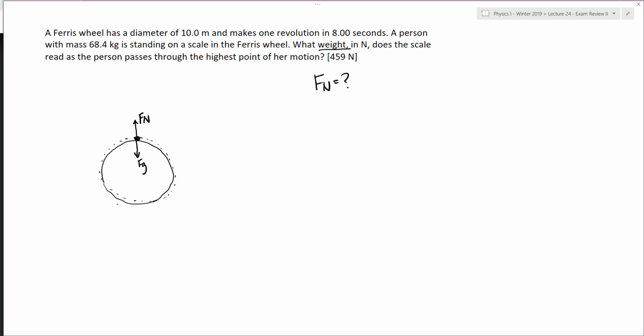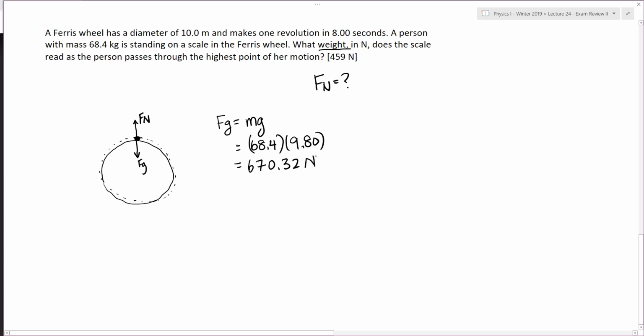Okay. So let's start off by finding out what that force of gravity is. Force of gravity is equal to mg. Since we're close to the surface of the Earth, we can use this simple formula, where m is the mass of the person, 68.4 kilograms, and g is 9.8 meters per second squared. So I'll just type that in my calculator, and I get 670.32 newtons. Okay, so now we know the force of gravity.